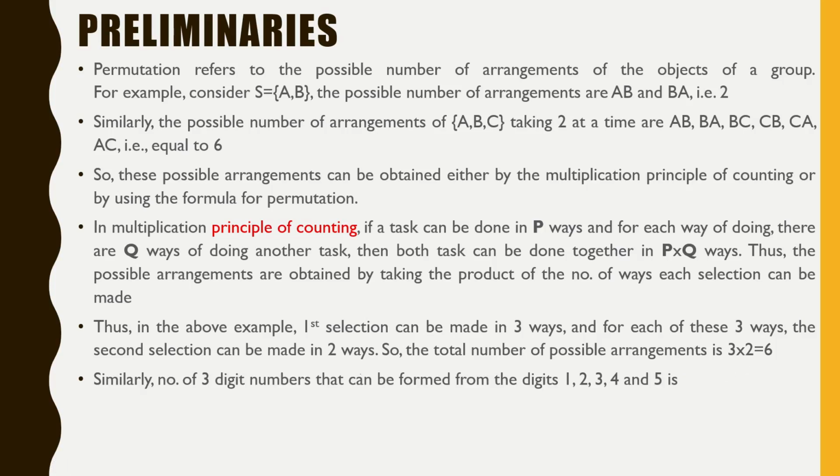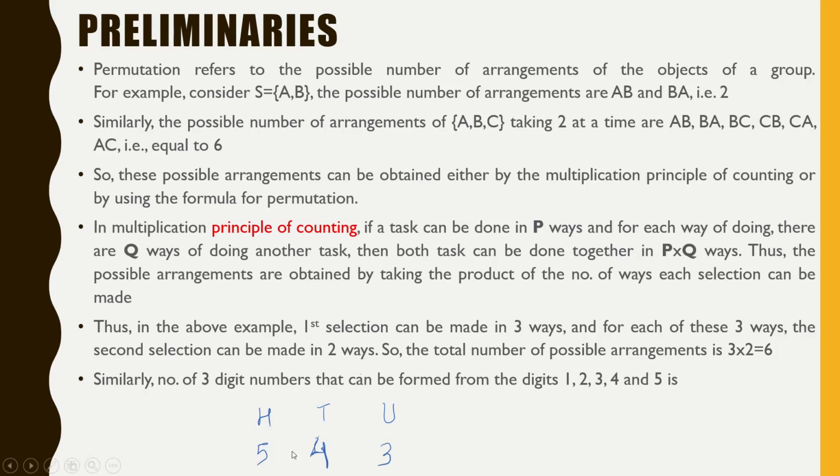Similarly, the number of 3 digit numbers that can be formed from the digits 1, 2, 3, 4 and 5 is, see, there are 5 digits, and from these you are to select a 3 digit number. So how many 3 digit numbers are possible? Let us see. A 3 digit number has unit place, 10th place and 100th place. Let us begin from this side. The 100th place can be filled in 5 ways, meaning there are 5 options for the 100th place.